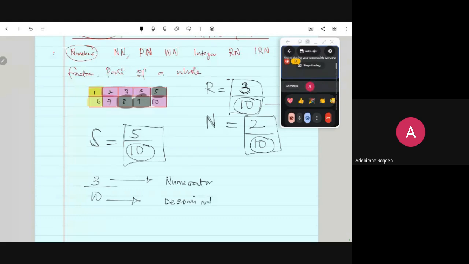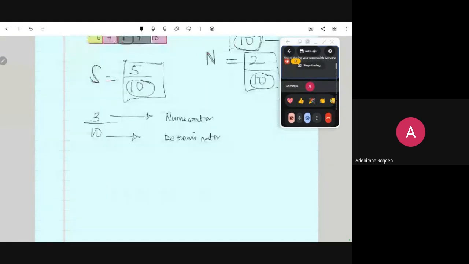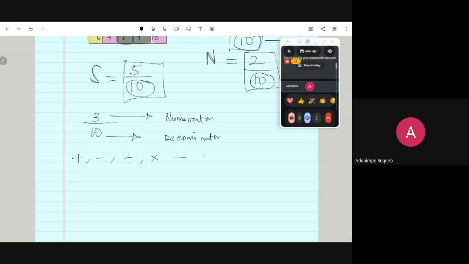Now, all these names are not important to us in JAM. What is important is how do we perform operations with these guys? How do we do plus, minus, division, multiplication with these guys? Operations with fraction.